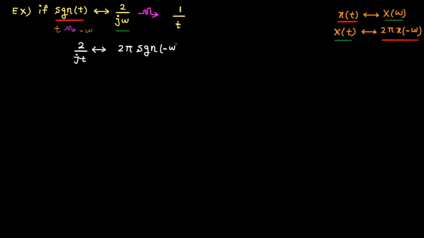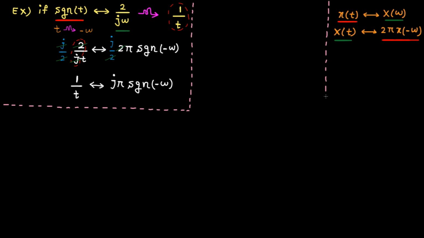In this example, we are interested in 1 over t. So we should get rid of this constant by multiplying both sides with j over 2. 2 is cancelled by 2 and j is cancelled by j, and we get 1 over t in the time domain. 2 is cancelled by 2 here, and here is the final answer.